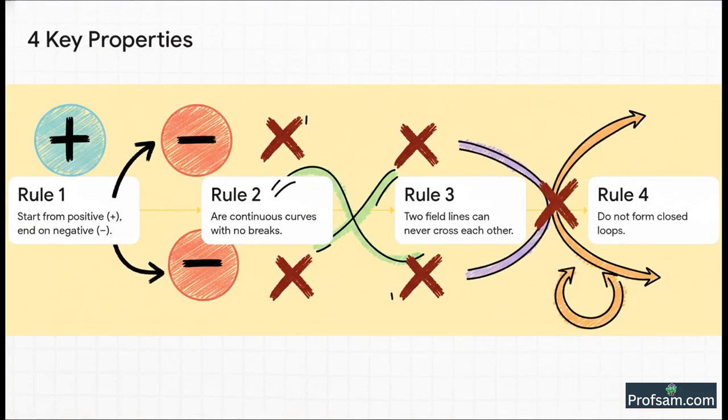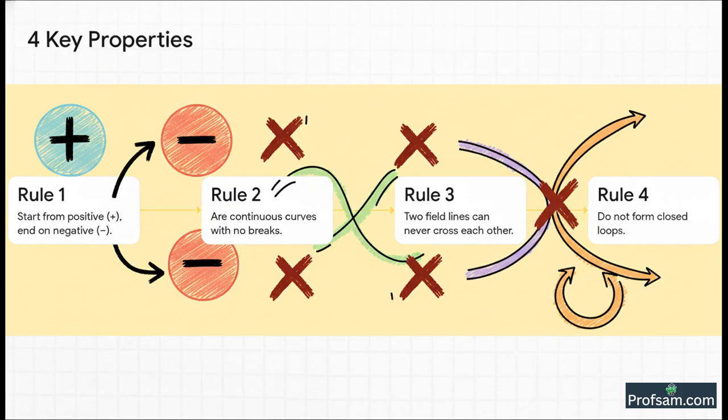Okay, rule number 1. Field lines always start from a positive charge and they end at a negative charge. Simple enough. Rule number 2. In a region with no charges, they are continuous curves. They don't just stop and start again. They have no breaks. Rule 3, and this one is super important. Two field lines can never cross each other. Never, ever.